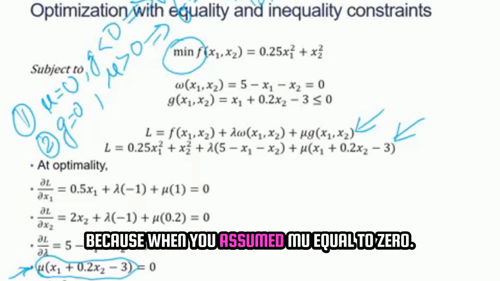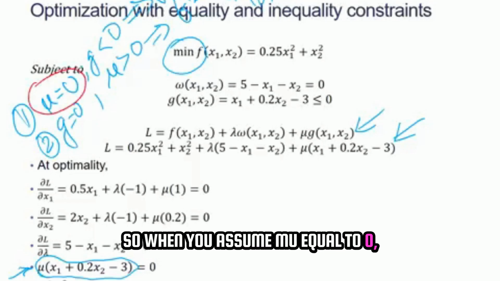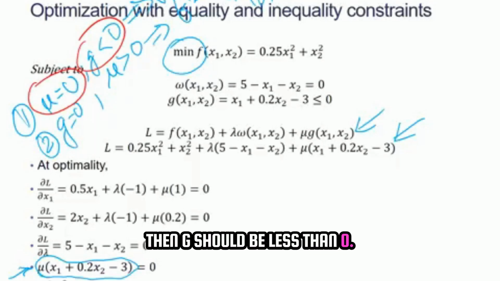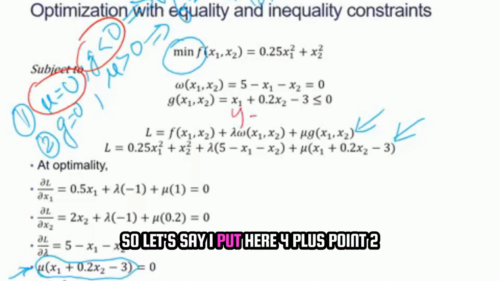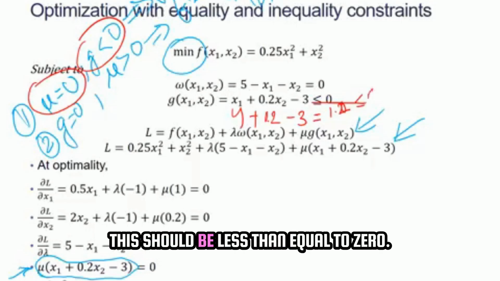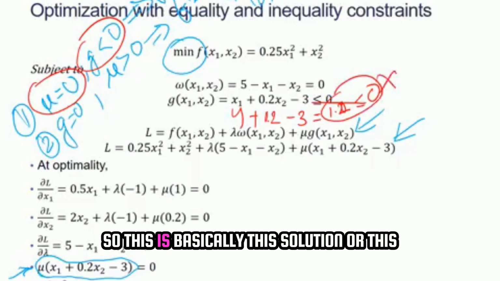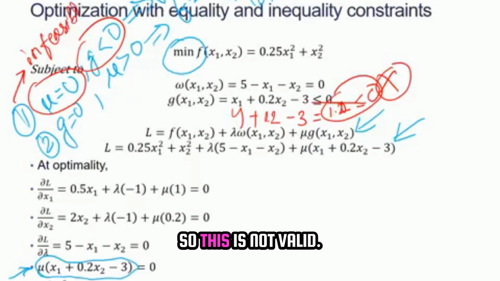When you assume mu equal to 0, then g should be less than 0. So you put x1 as 4 and x2 as 1 and see if this comes out less than 0. Putting 4 plus 0.2 minus 3, which equals 1.2, and this should be less than or equal to 0, but it is not. So this solution, f1, the first case, is an infeasible case. This is not valid.